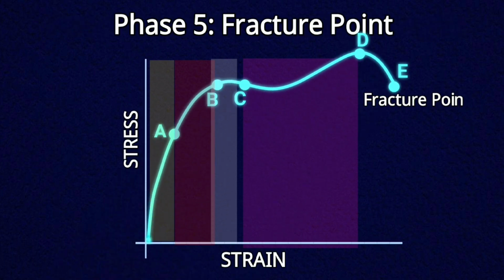Phase 5. Fracture point. Finally, the material reaches its fracture point. This is where it breaks apart completely. The distance between the origin and this point on the strain axis indicates how ductile the material is. For brittle materials, this distance is small, while ductile materials show significant elongation.